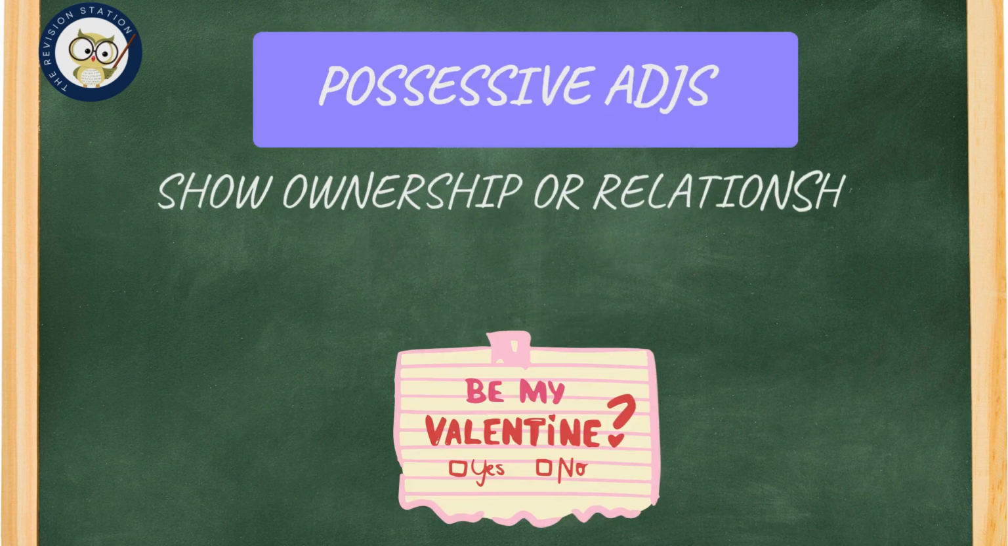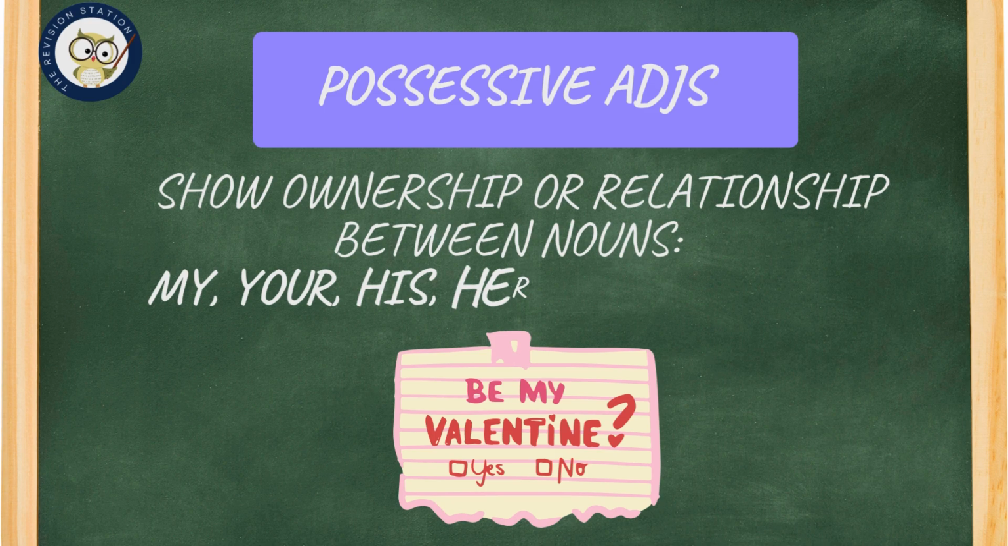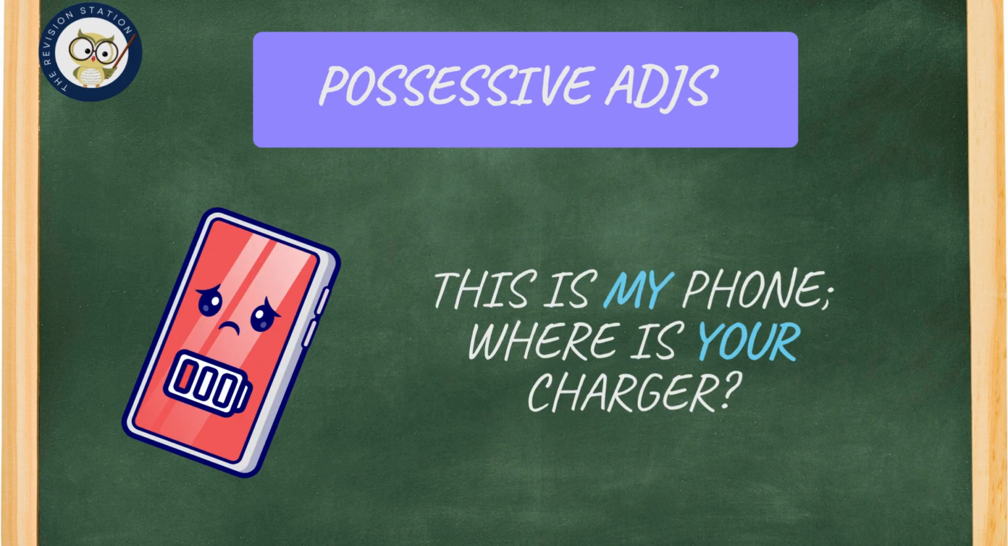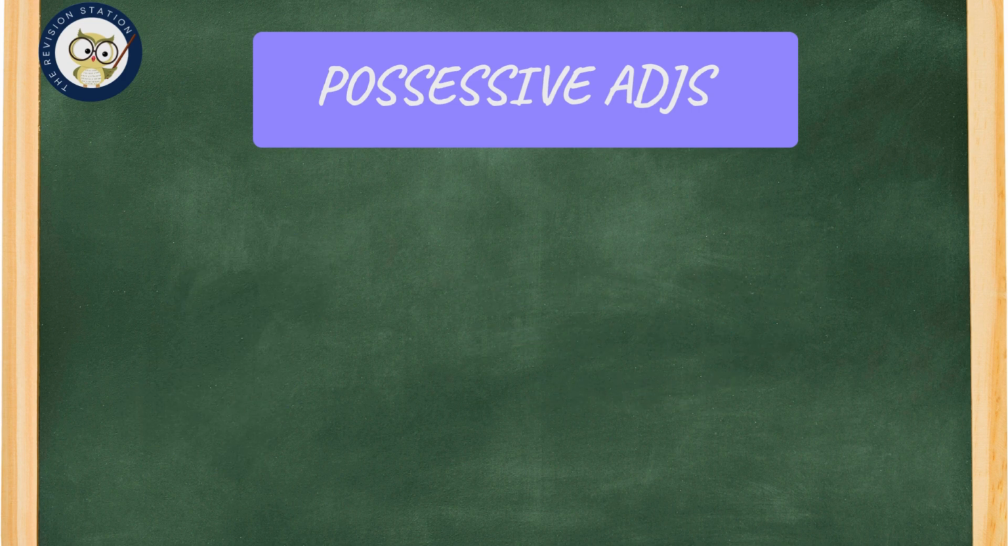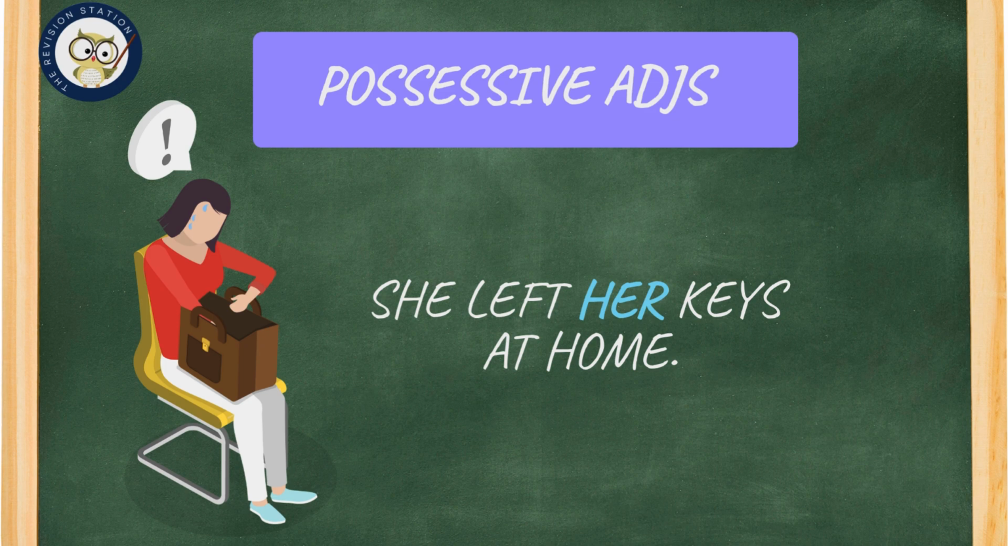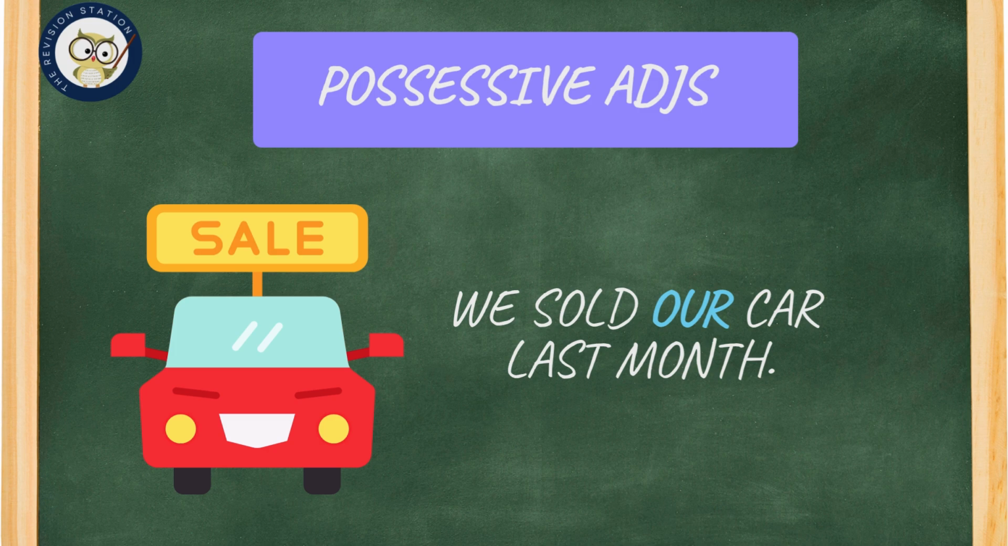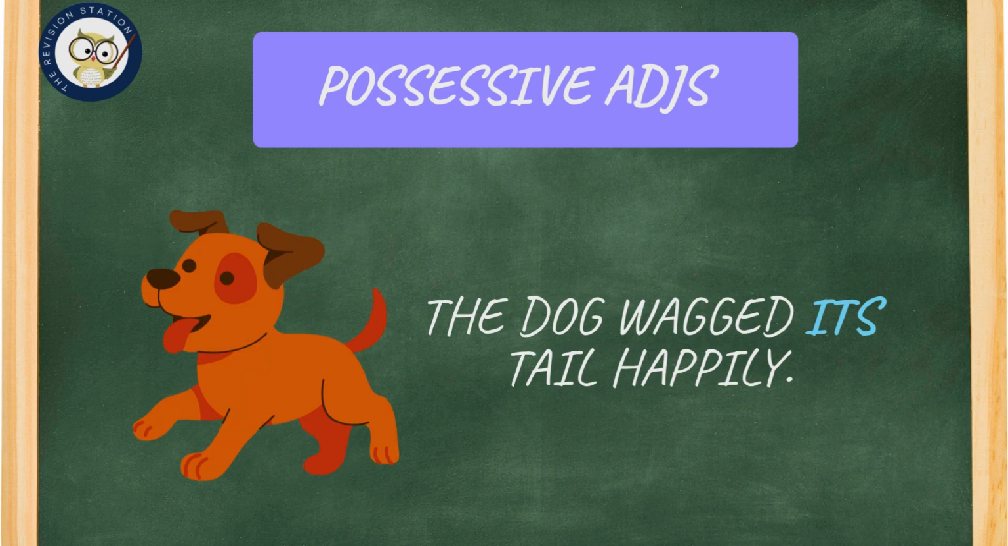Possessive adjectives show the ownership or relationship between nouns. This is my phone. Where is your charger? She left her keys at home. We sold our car last month. The dog wagged its tail happily.